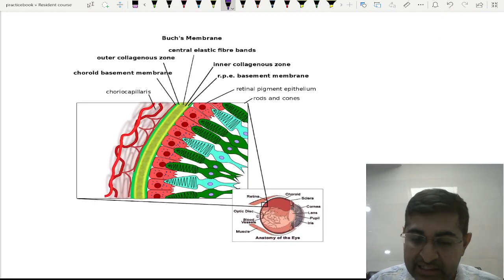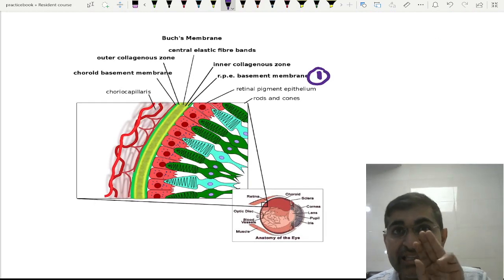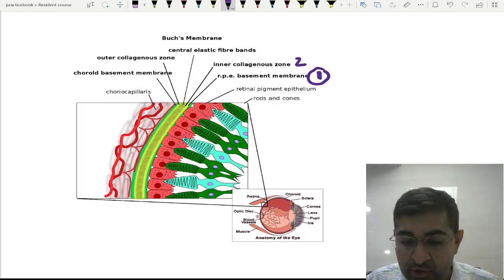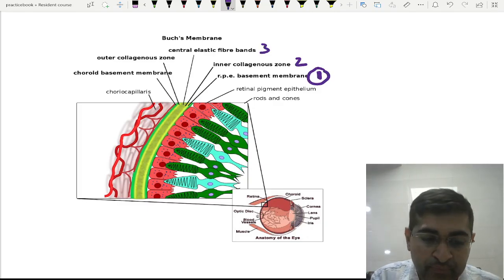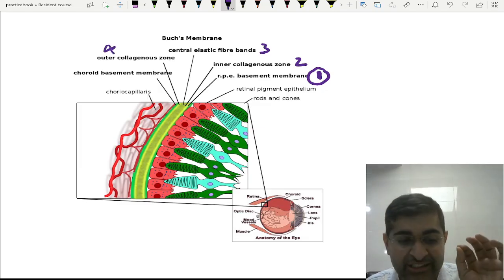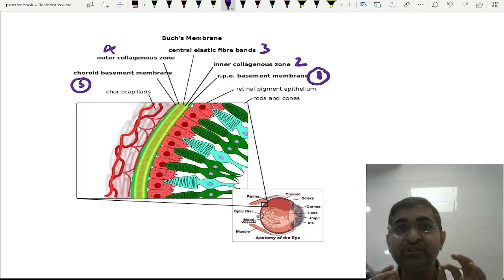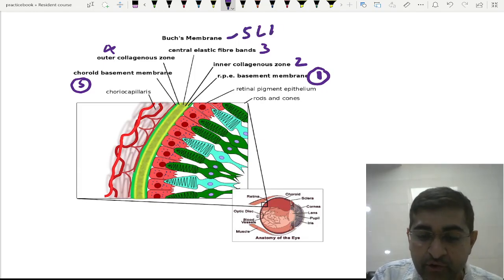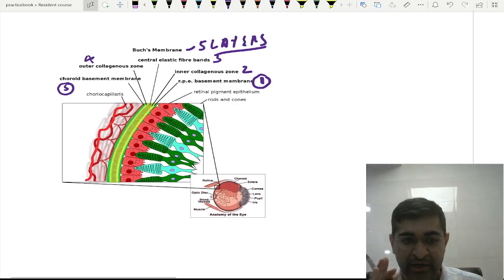One layer is the retinal pigment epithelium basement membrane. Then there are 3 collagenous zones: the inner collagenous zone, the central collagenous zone, and the outer collagenous zone, and the fifth is the basement membrane of the choroid. So these are the 5 layers of Bruch's membrane.